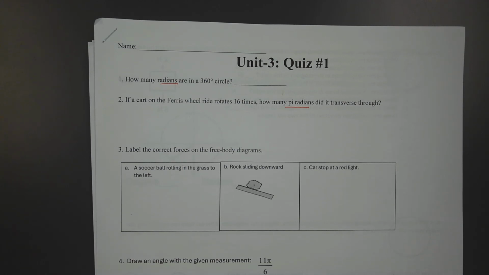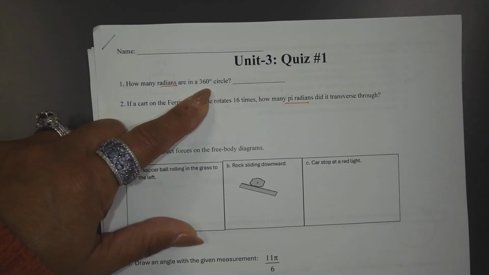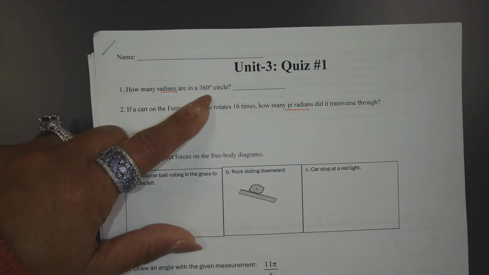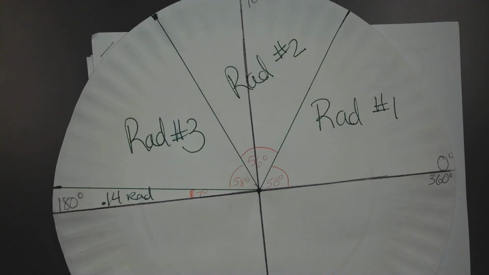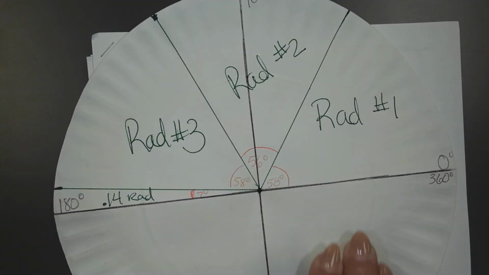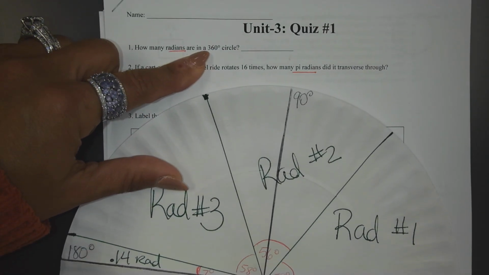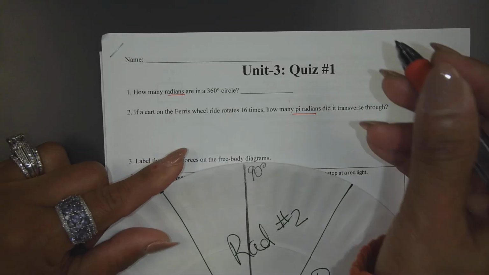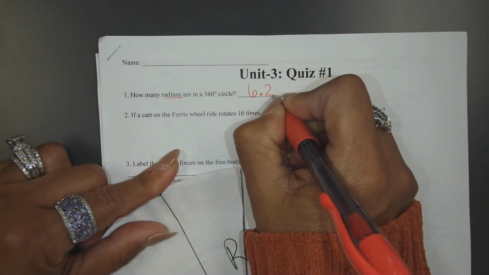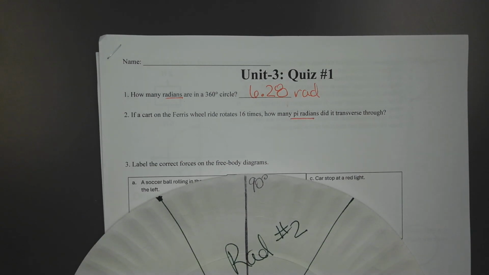So question number 1 says, how many radians are in a 360-degree circle, or degrees? Now remember, I've been using this paper plate, and when we're talking about radians, we're talking about this side of the paper plate. In a full circle, there's not only 3.14, but there's a total of 6.28 rad, which is the correct SI unit.